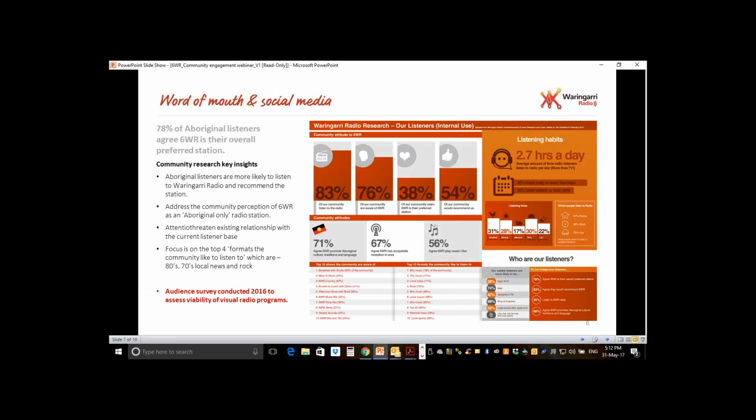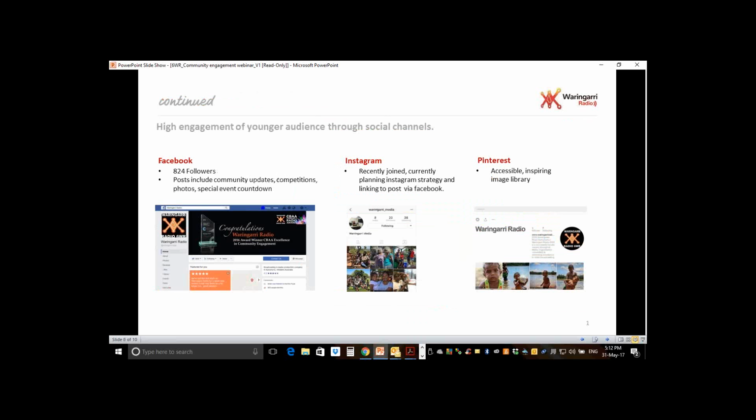And the fact that we broadcast on the AM and then rebroadcast on the FM station. So we have four FM transmission sites, and we send the signal from our main studio in Kununurra to Alice Springs, to Impaja, and Impaja sends the signal back to the remote areas. And like I said, we have high involvement of the younger audience.